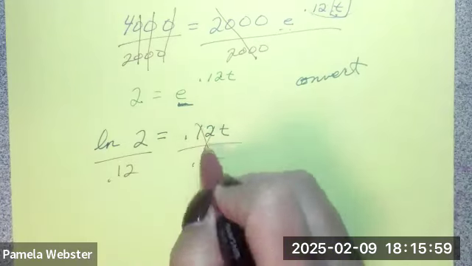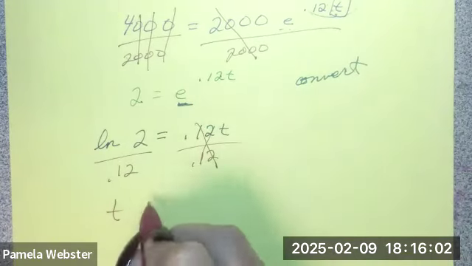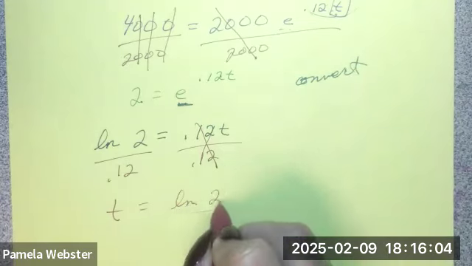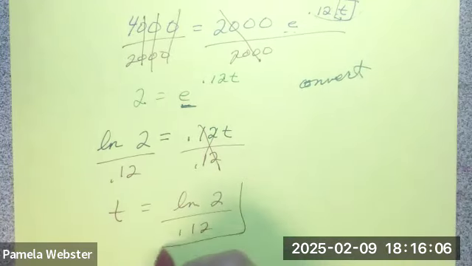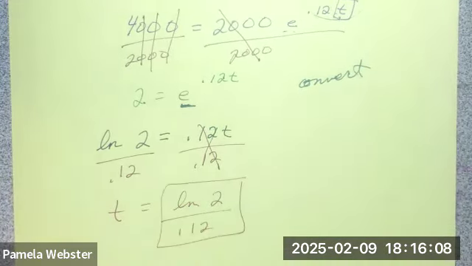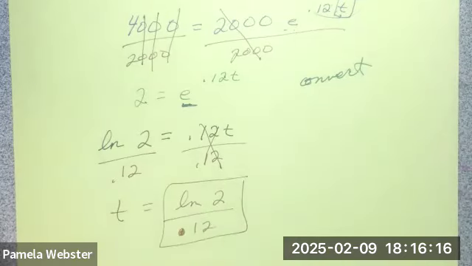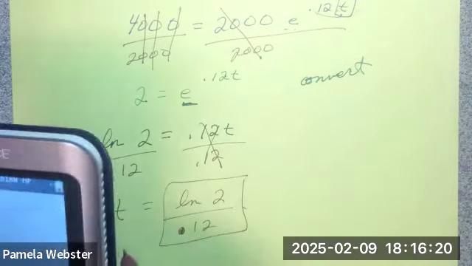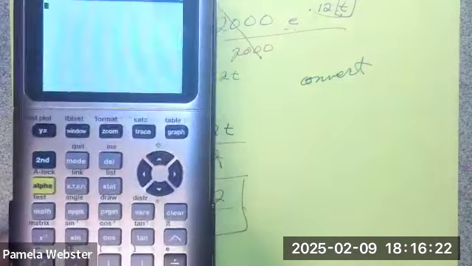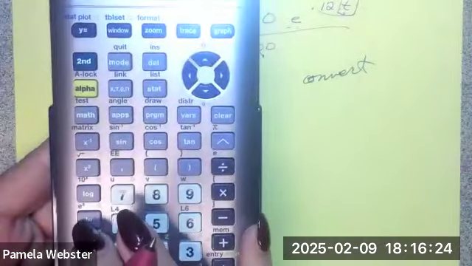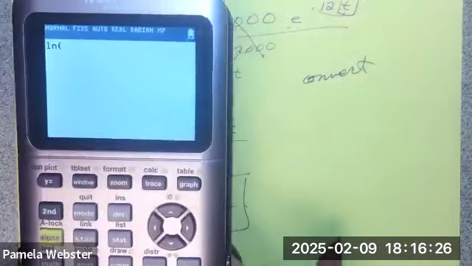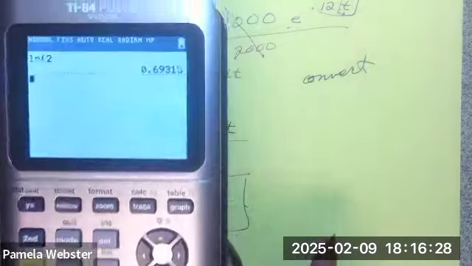I'm good. Divide by 0.12. T equals ln of 2 over 0.12. I am perfectly happy if you just leave that answer just like that. The less messing around with it you do, the less likely you are to make a weird mistake. But I do understand that you can come up with a number for this because your calculator does ln, right? So natural log of 2.